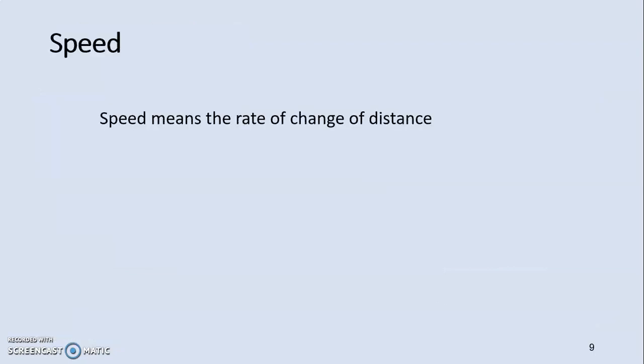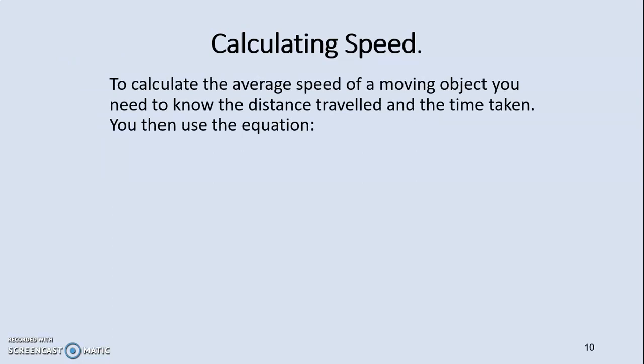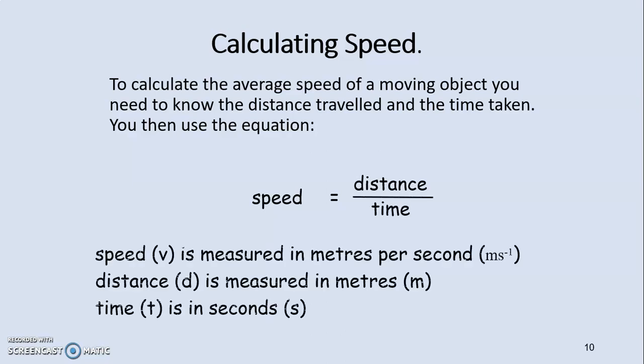Speed. Speed just means the rate of change of distance, really how much distance something is covering every second or every unit of time. So the standard units of speed are meters per second, which you write as ms to the -1. To calculate speed, we need to know two things. We need the distance travelled and the time taken, and then we use the formula speed equals distance divided by time. Speed, as we've said, is meters per second.